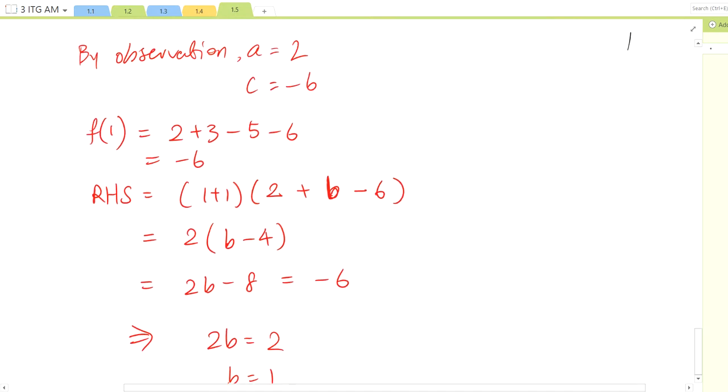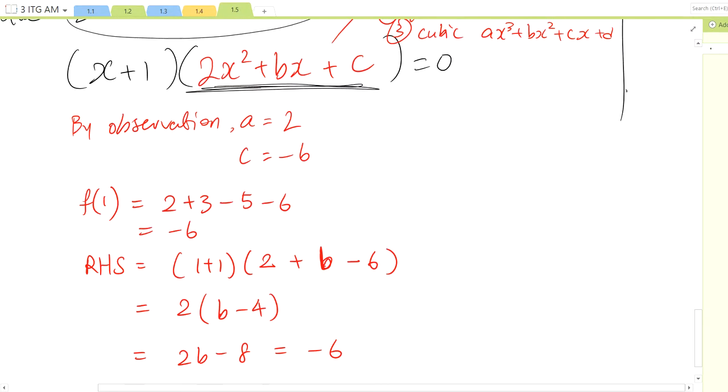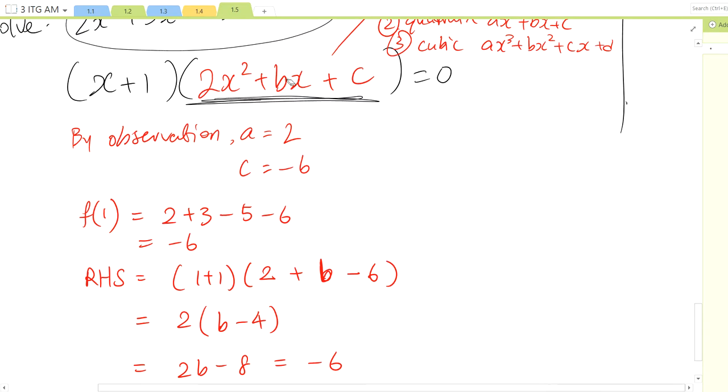So in summary, we can substitute them back inside here already. A equals 2, b equals 1, and c equals negative 6. Is that the same as what the textbook said? 2x squared plus x minus 6.